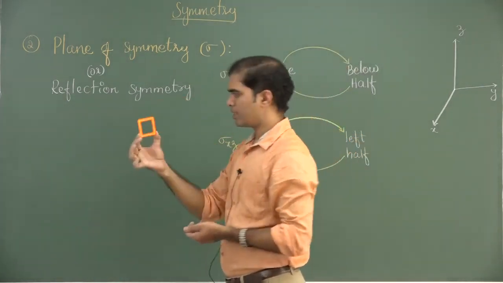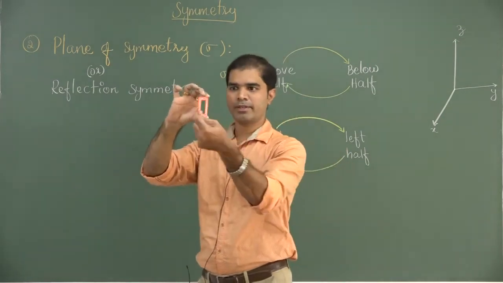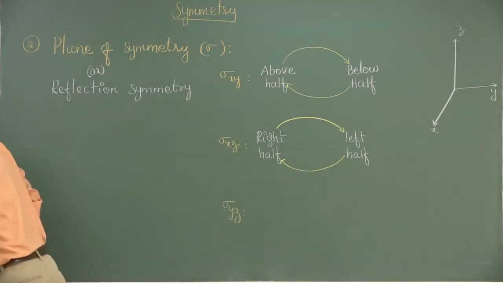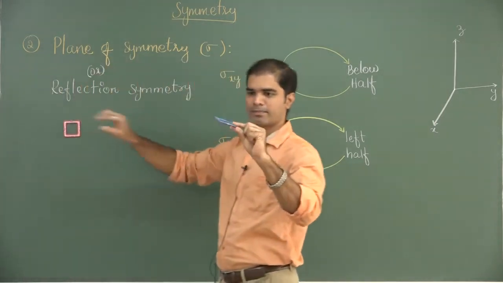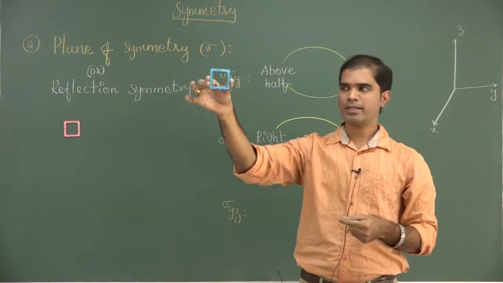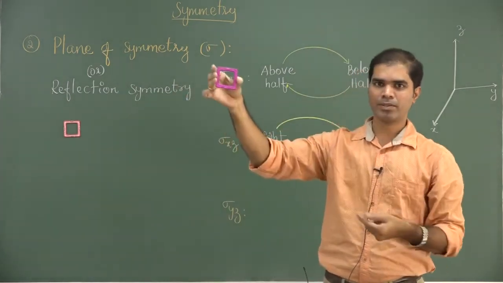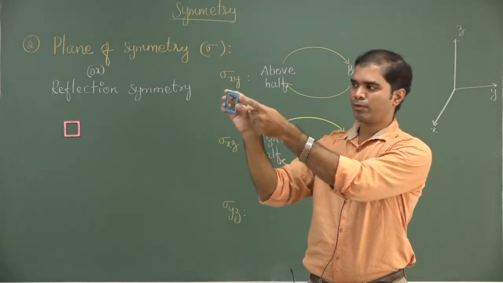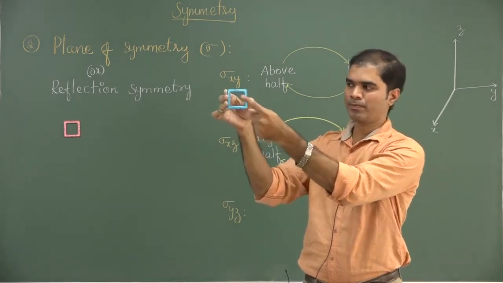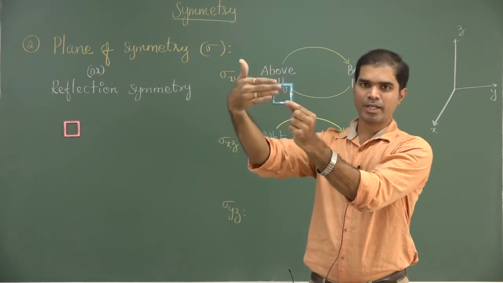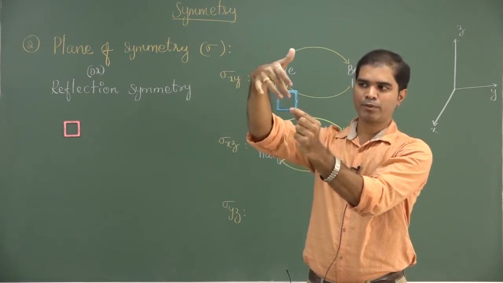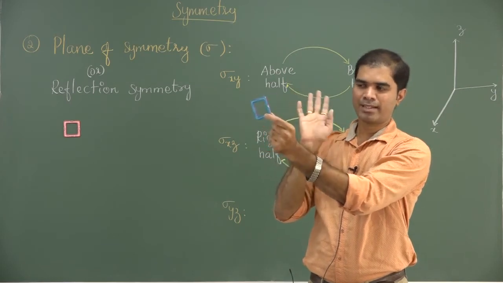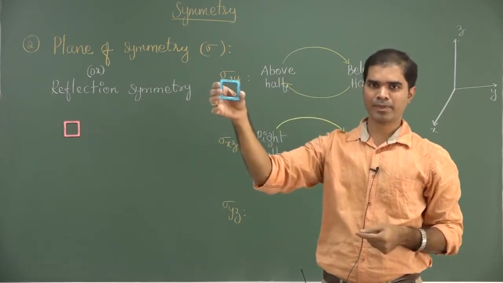Hope you are able to see the colors, or maybe these two colors are very light. Okay, now let me take these colors: a blue color and a magenta or a dark pink color. So one half towards this is blue. If I imagine that this is a plane, one half is blue, the other half is magenta or a pink color. Just imagine that it is a dark pink color.